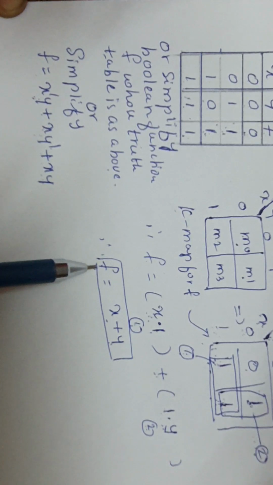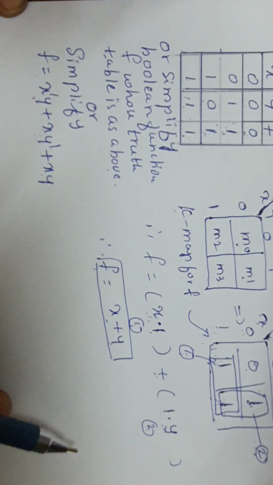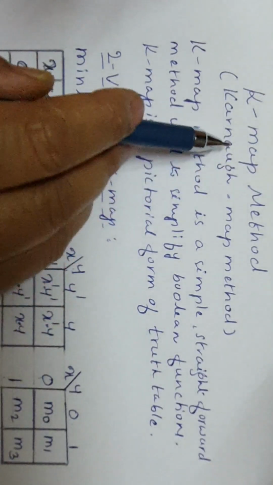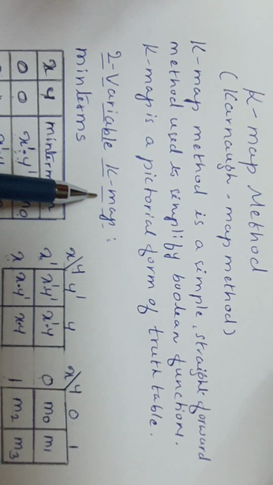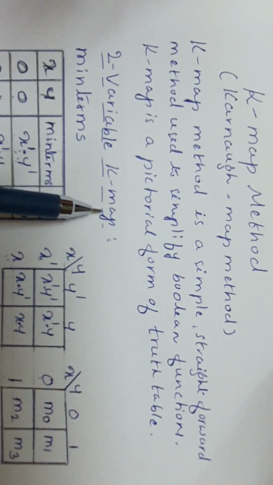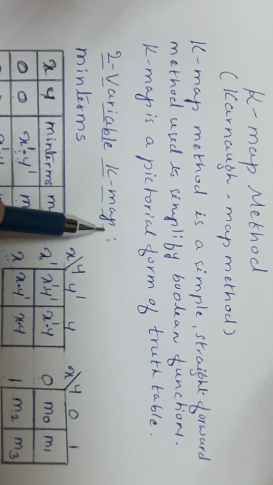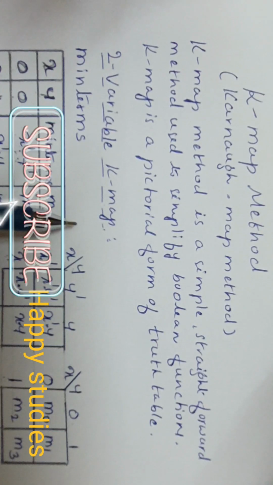What is the final solution here? F equal to x or y. Okay. So what was the topic? K-map method. In that, to simplify a two variable boolean function, a two variable K-map is used. In that we solved one problem. That completes the discussion. I hope you understood. Thank you.